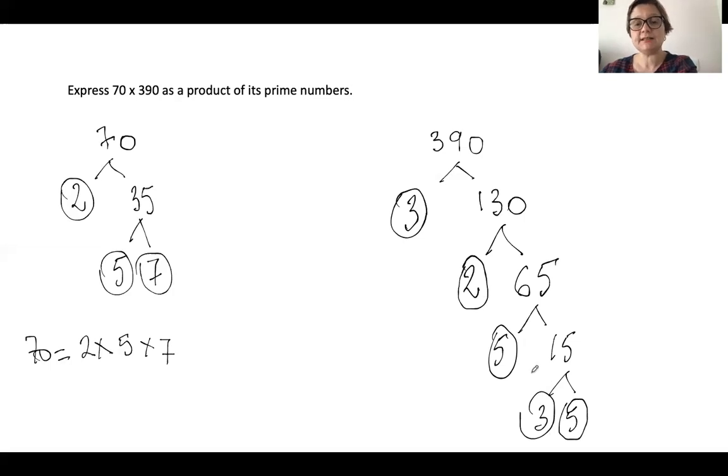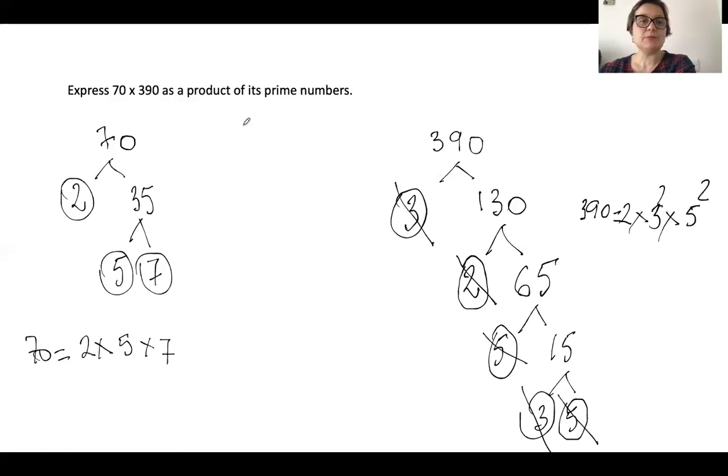So 390 is going to be a multiplication. I'm going to write it up here. 390 is going to be a multiplication of how many 2s do I have? I just want to say 2 times how many 3s? I have one 3 here and one 3 there. So times 3 to the power of 2, and two 5s. I'm going to cross them out, times 5 to the power of 2.